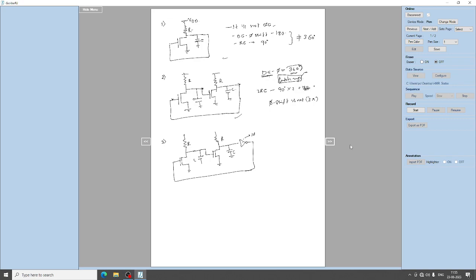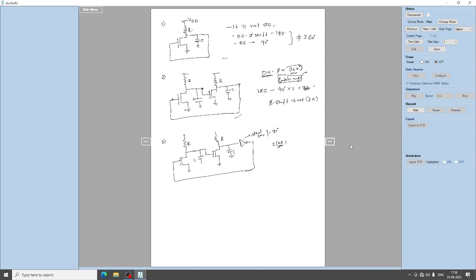So this is an ideal inverter which gives a phase shift of 180 degrees. What happens? Since the gain is anyhow large and the phase shift is satisfied 2 times 360 degrees, one 360 degree DC phase shift from 2 oscillators, and 2 RC stages will give an additional 90 plus 90, and an ideal inverter will give an additional 180 degrees.